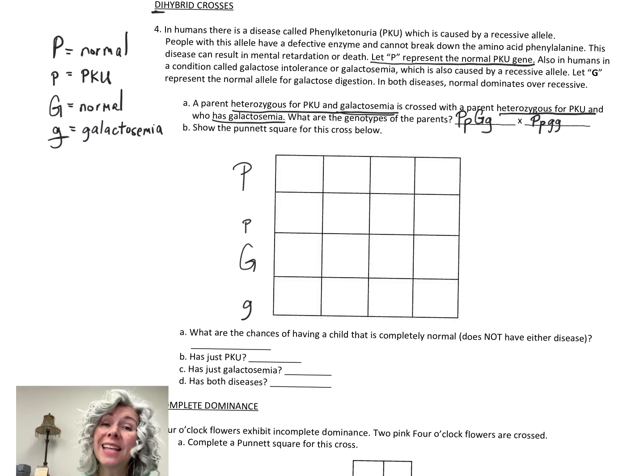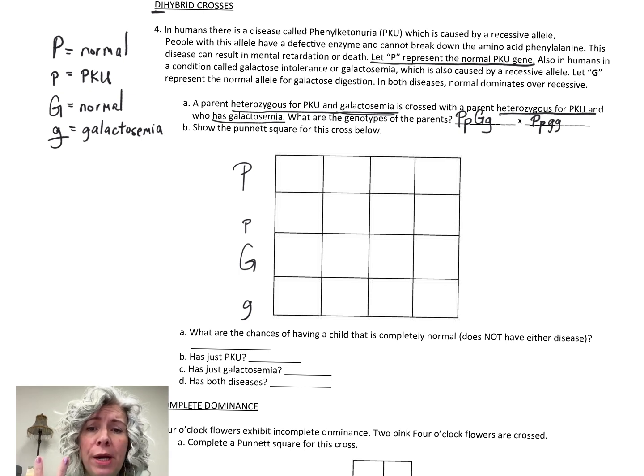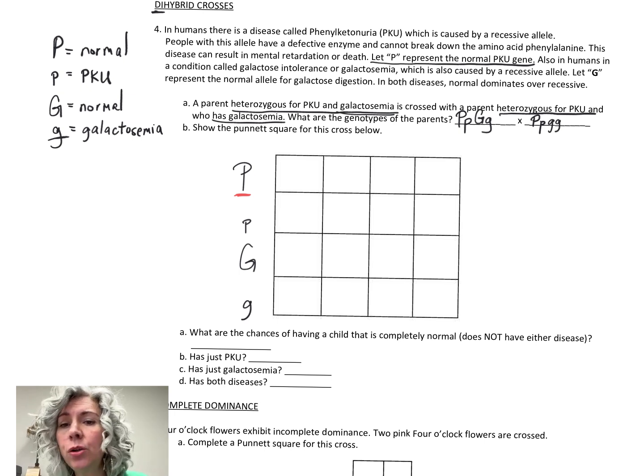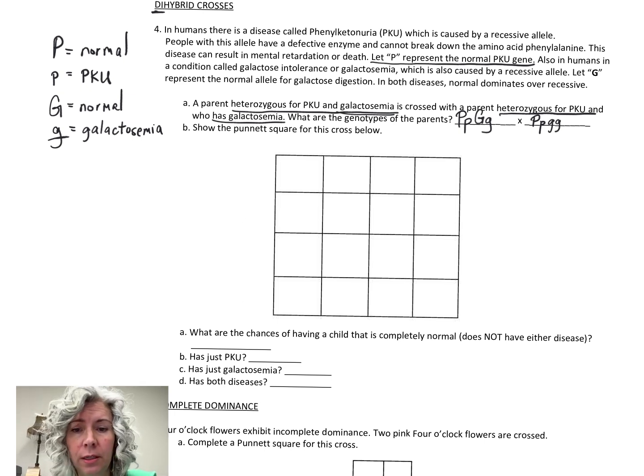Okay, why shouldn't we do this? Because this is a dihybrid cross. What does di mean again? 2. How many traits are you showing right here for one parent? 1. You're just showing the normal allele for PKU. This is wrong from the get-go, okay? Because it's a dihybrid cross, you're dealing with 2 traits. That means each breakdown of the parent, each breakdown of these alleles, has to have 2 traits in it. So this is incorrect from the start, okay?